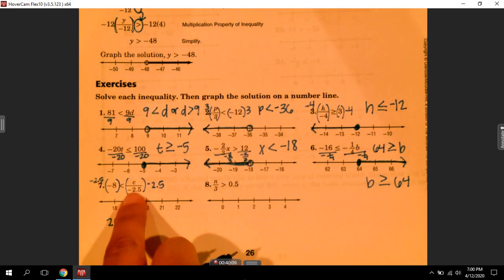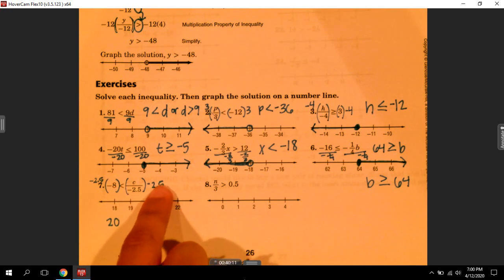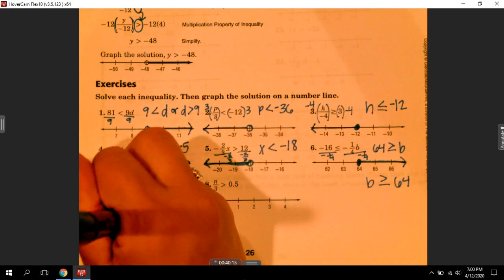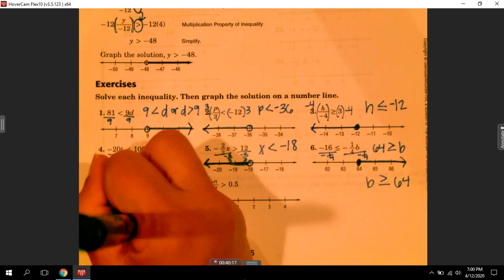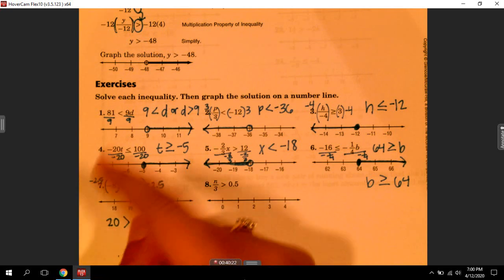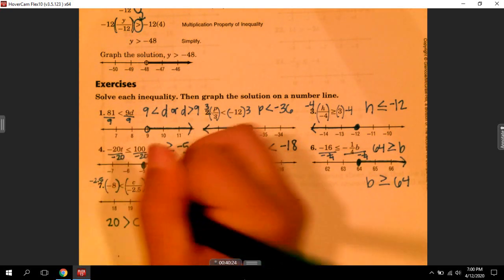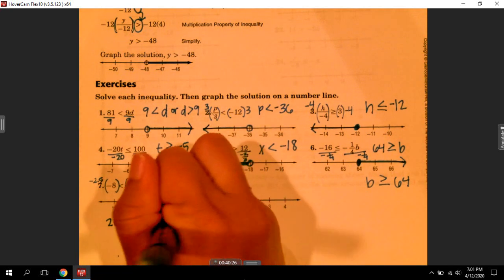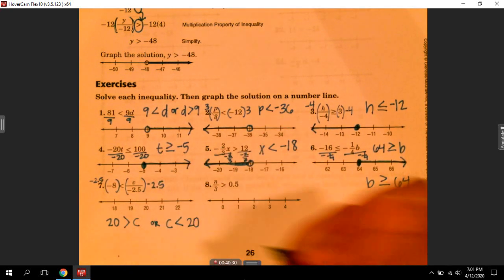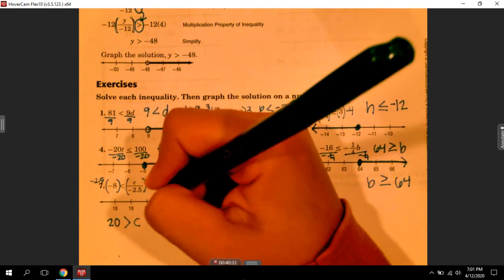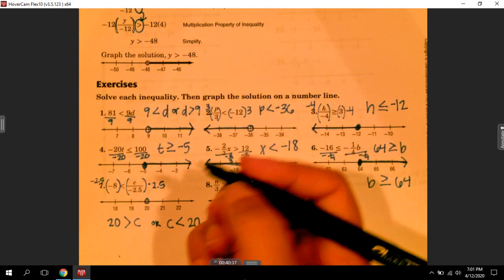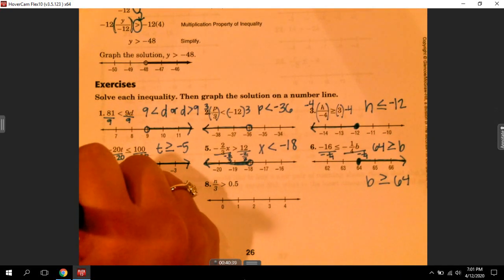Did I multiply or divide by a negative? I did, so that less than should become a greater than. C. You want to get that variable first. So flipping it, we can say C is less than 20. So then that means an open circle goes on 20. And then less than 20, so everything in the left direction.